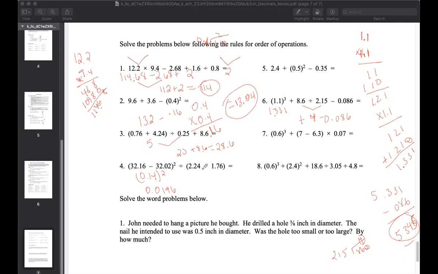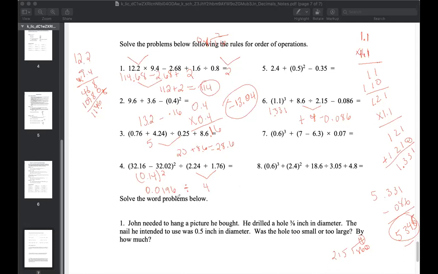Now 2.24 plus 1.76. Okay, I got 4. Very good, it's 4. So now the last step. Good. Now I can divide.